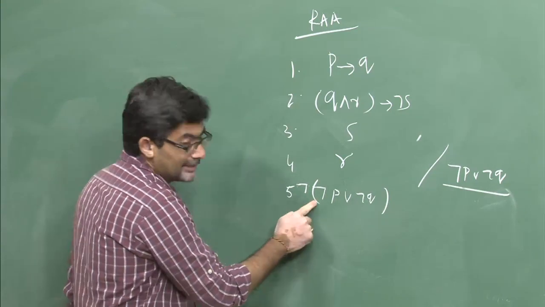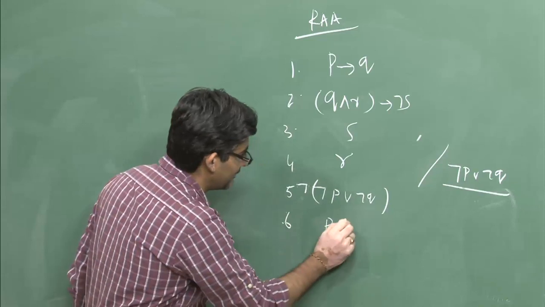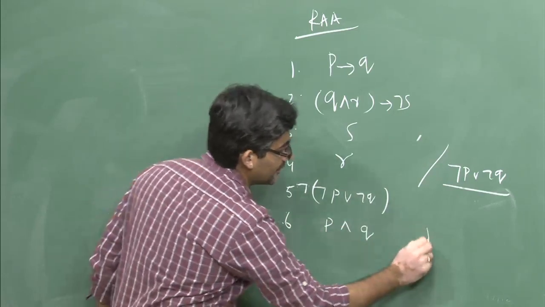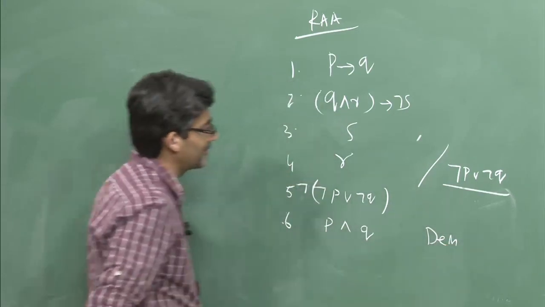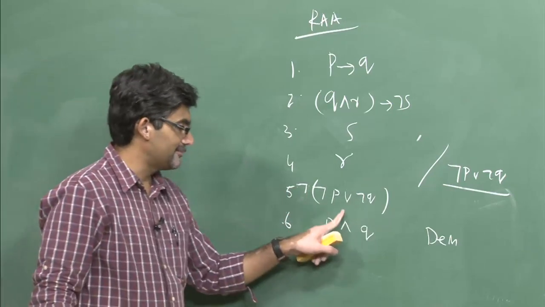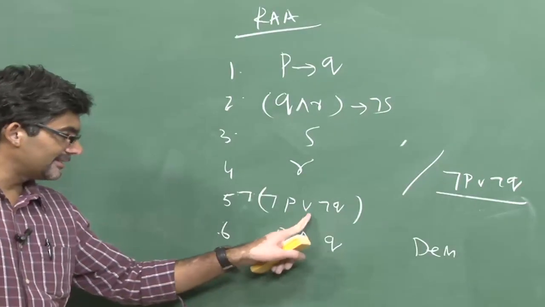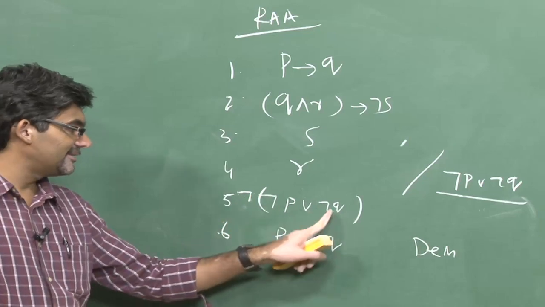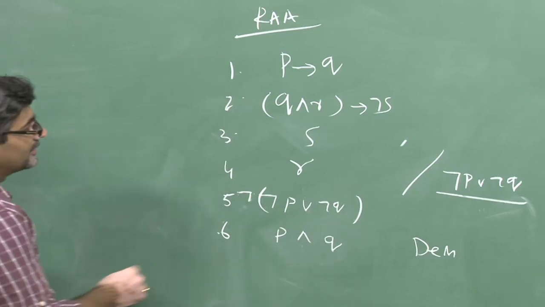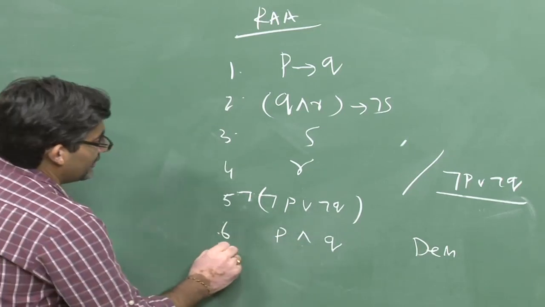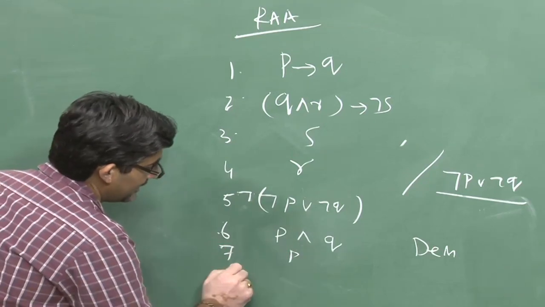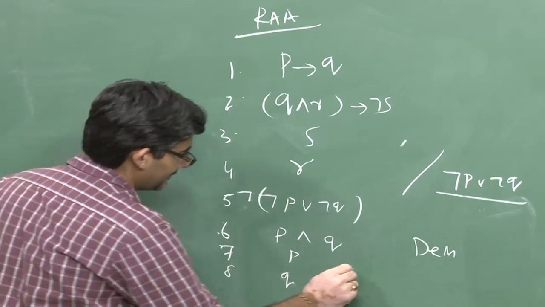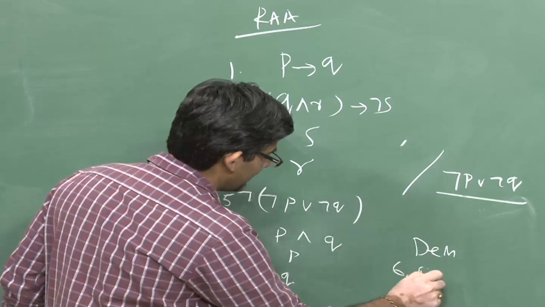So now, if you can simplify it, this will become P and Q using De Morgan's laws. Negation of negation of P is P, and negation of disjunction will become conjunction, and negation of Q is Q. So now this can be written as P and Q. This is 6 simplification, you will get this one.